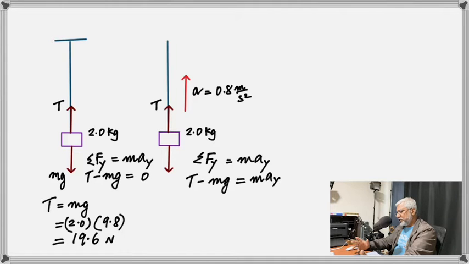Right, so all we got to do is now do the math. T minus, the mass is, m times g is 19.6. So, again, mass is 2.0. The acceleration on the y-axis is 0.8.